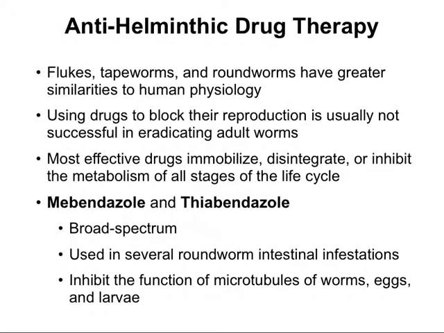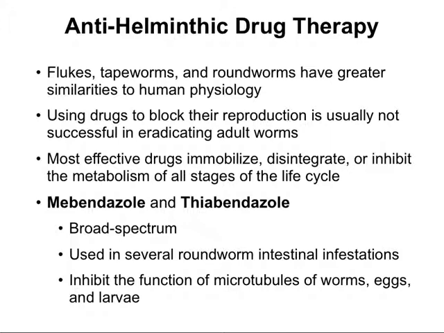Now, how about the helminths, the worms? These are the flukes, tapeworms, and roundworms. They also have great similarities to human physiology. So using drugs to block their reproduction is not usually successful in eradicating the adult worms because they're so similar to us. The most effective drugs in the treatments of helminths immobilize, disintegrate, or inhibit the metabolism of all stages of the life cycle. If we don't get them at all stages of the life cycle, they can still persist.